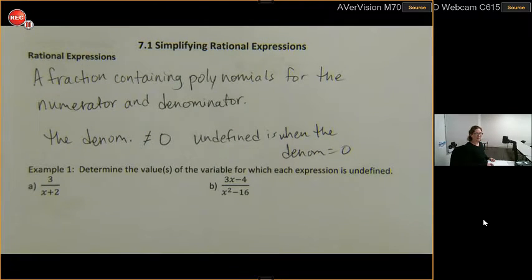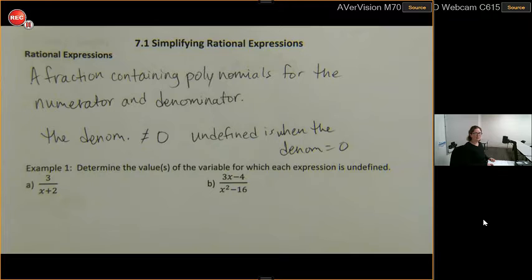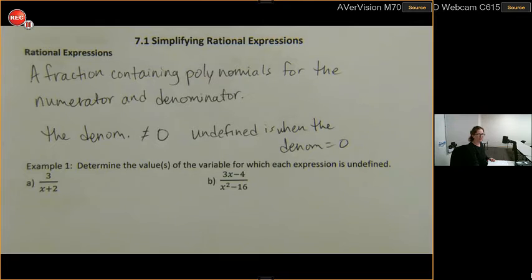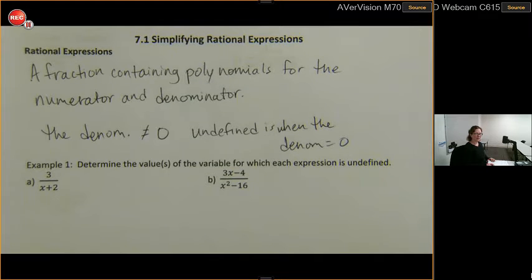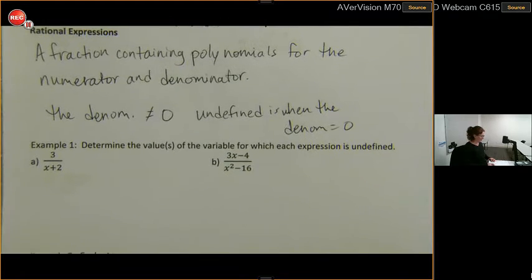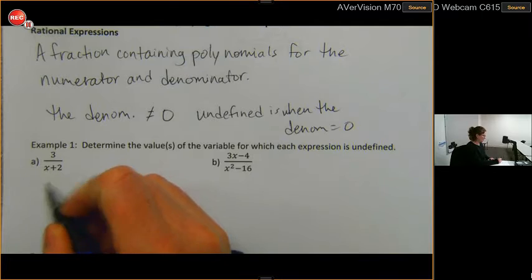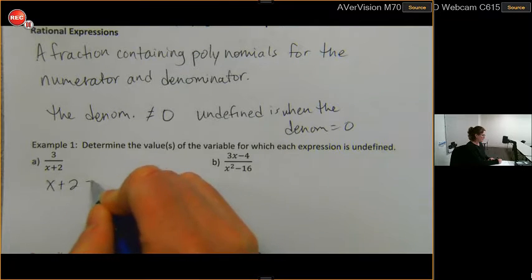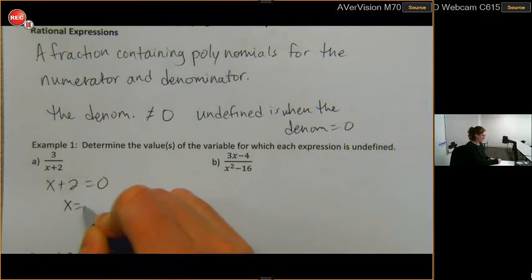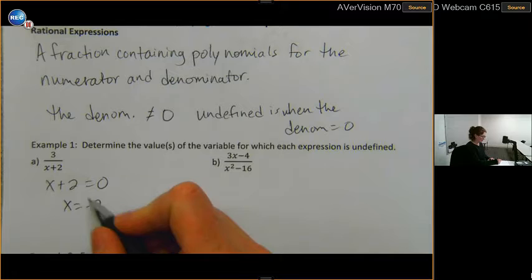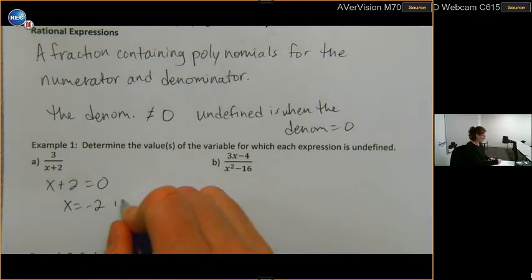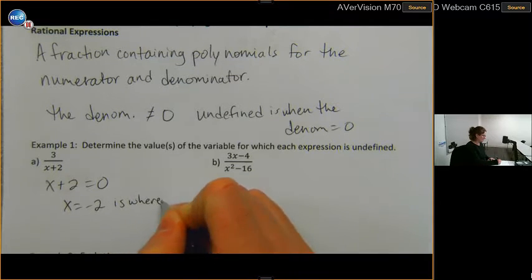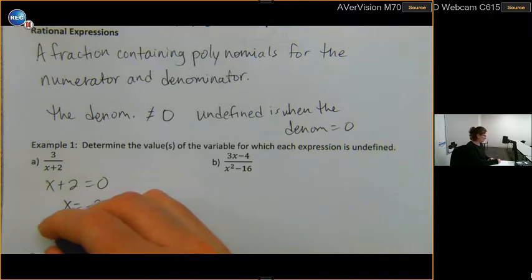So in our first example, when it says to determine the value or values of the variable for which each expression is undefined, what we're looking at is the value or values which will make the denominator equal to 0. And so what we do in our fraction is we take the denominator, set it equal to 0, and solve. So x equals -2 is where this expression is undefined.